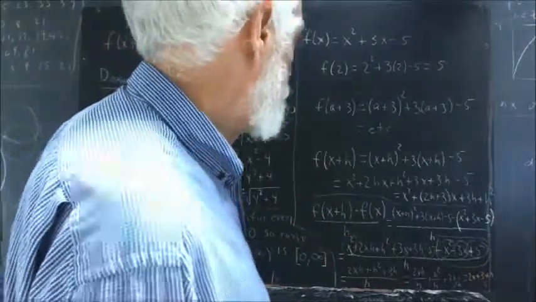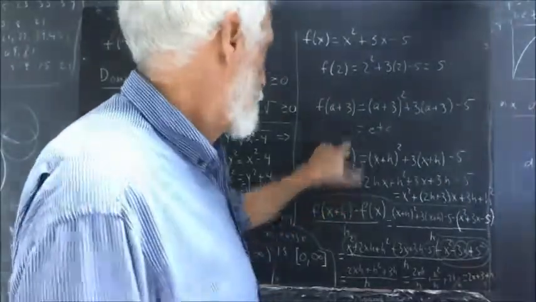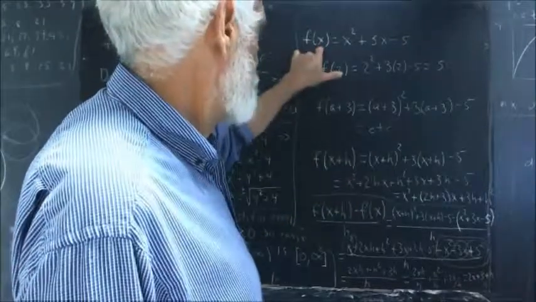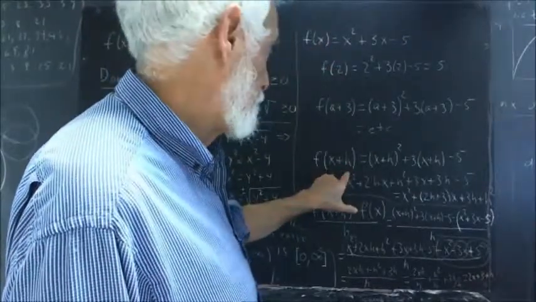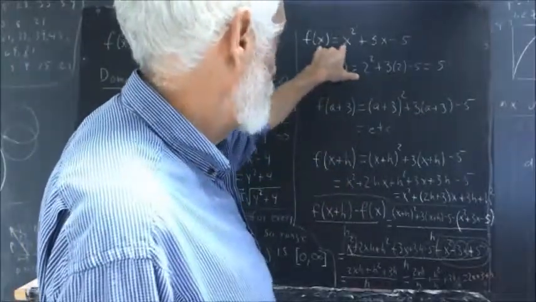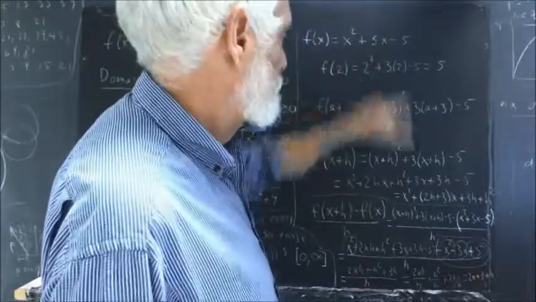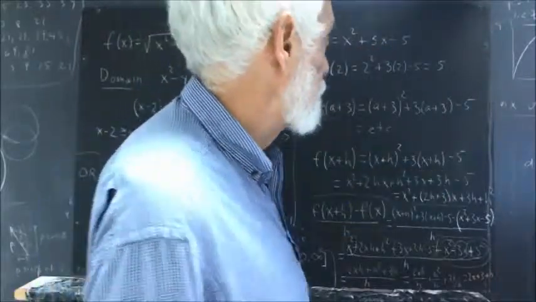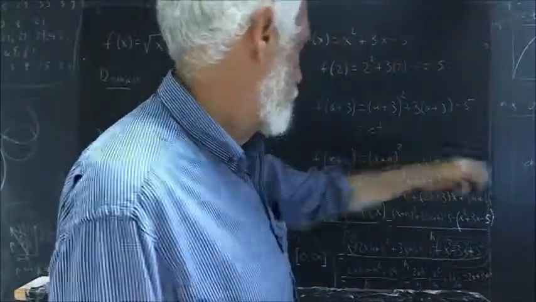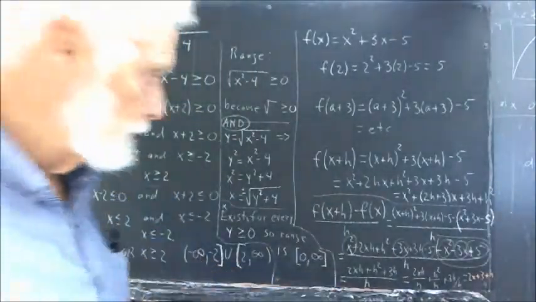Now, we do f of x plus h. Well, it's the same thing as f of a plus 3, except everything's a symbol. We're replacing x by x plus h. So what do we get? If we replace x by x plus h, x squared becomes x plus h quantity squared. 3x becomes 3 times the quantity x plus h, and the minus 5 is not affected. Now, I'm going to go ahead and expand this, not because you don't know how to do it, but because I'm going to use it in a minute.